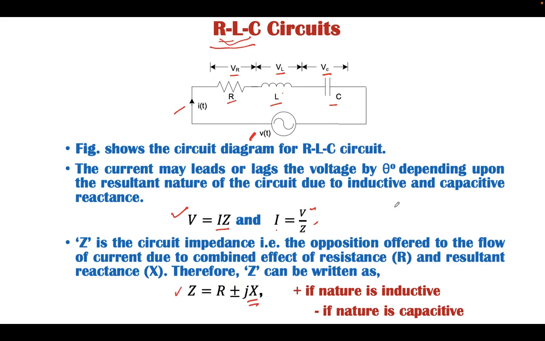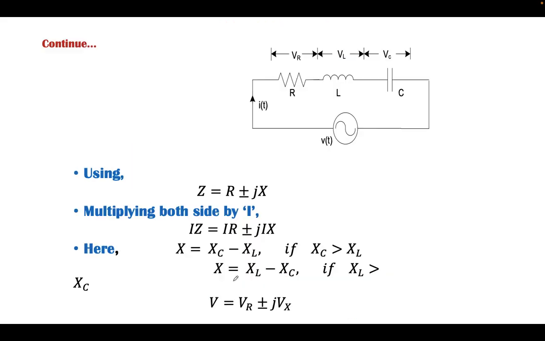X is nothing but the combined effect, X is equal to XL minus XC, or it will be XC minus XL, depending upon whether XL is greater than XC or XC is greater than XL. If XL is greater than XC, then it will be XL minus XC and the sign will be positive. If XC is greater than XL, then it will be XC minus XL and the sign will be negative.